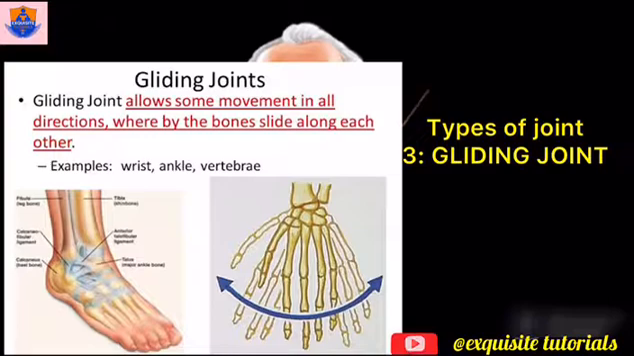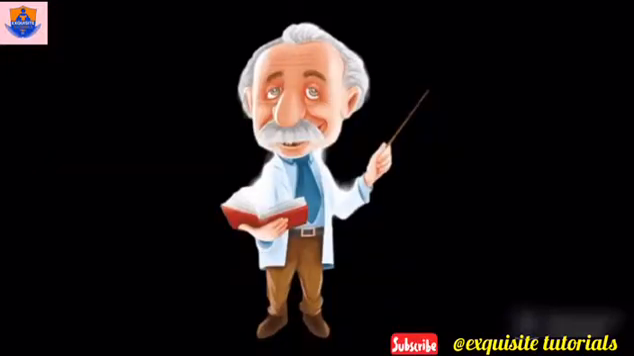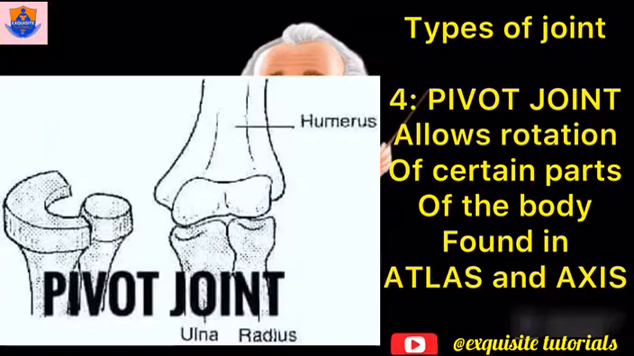You have the last type of joint called the pivot joint. This is the joint that allows rotation of certain parts of the body. Where can this pivot joint be found? It can be found in the atlas and in the axis.